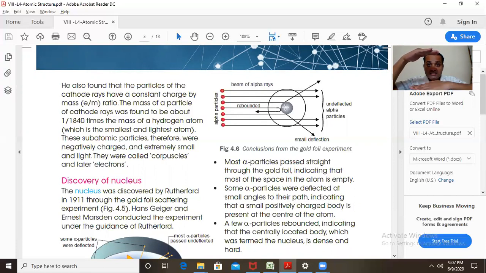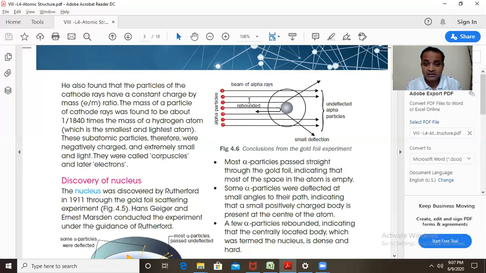When most of the marbles pass easily, it indicates that most of the part between these two fencing wires is empty. In the same way, when most of the particles pass easily, which particles? Alpha particles, that is the positively charged particles. When they pass easily through the atom, it clearly indicates that most of the part is empty.